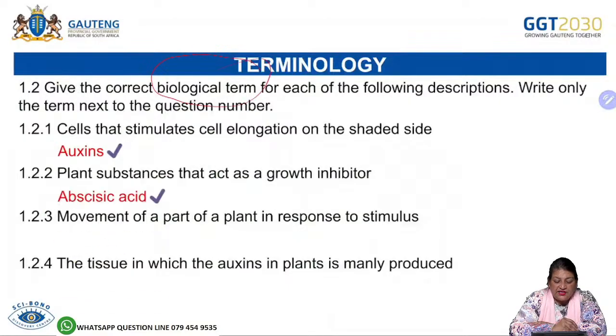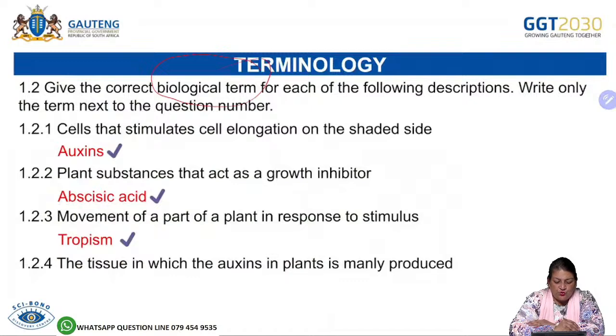Plant substances that act as a growth inhibitor. It's abscisic acid. Remember, abscisic acid causes leaves to fall, seeds to be dormant, and plants cannot grow in winter. So that's abscisic acid. And what do we call the movement of a part of a plant to its stimulus? General movement or bending. It's called a tropism.